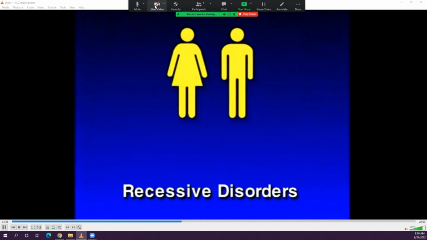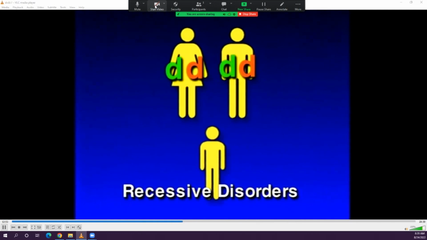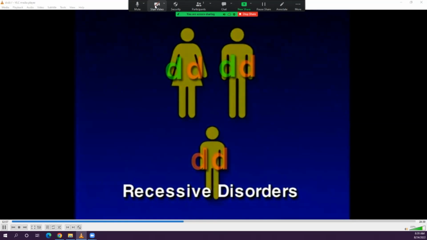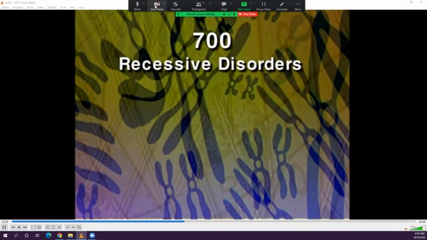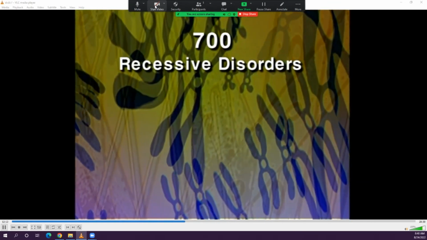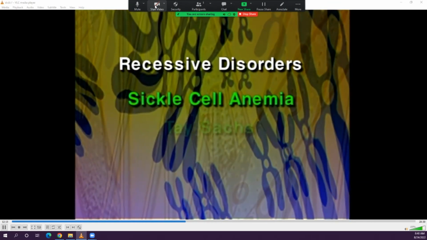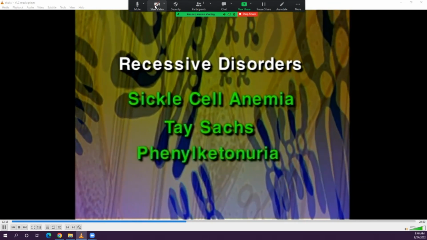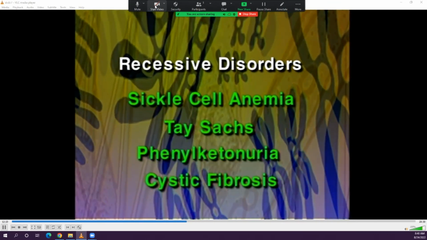In order for the recessive trait to be inherited, the individual must inherit an allele for the trait from each parent, referred to as the carrier. At least 700 recessive disorders have been identified. Examples are sickle cell anemia, Tay-Sachs, phenylketonuria, and cystic fibrosis.